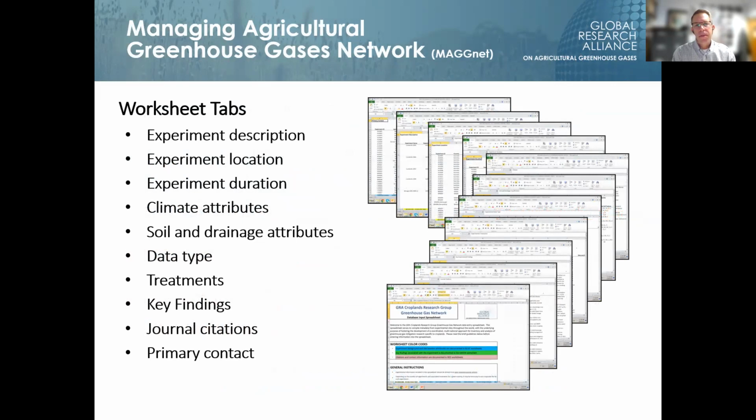Just briefly, MAGGnet compiles data by way of a data entry template. It's a fairly simplified Excel spreadsheet that was adapted from a project that we have here in ARS referred to as GraceNet. But the focus is very much on metadata, just describing and explaining the attributes of the experiment, major findings, any journal citations, and also including a primary contact.